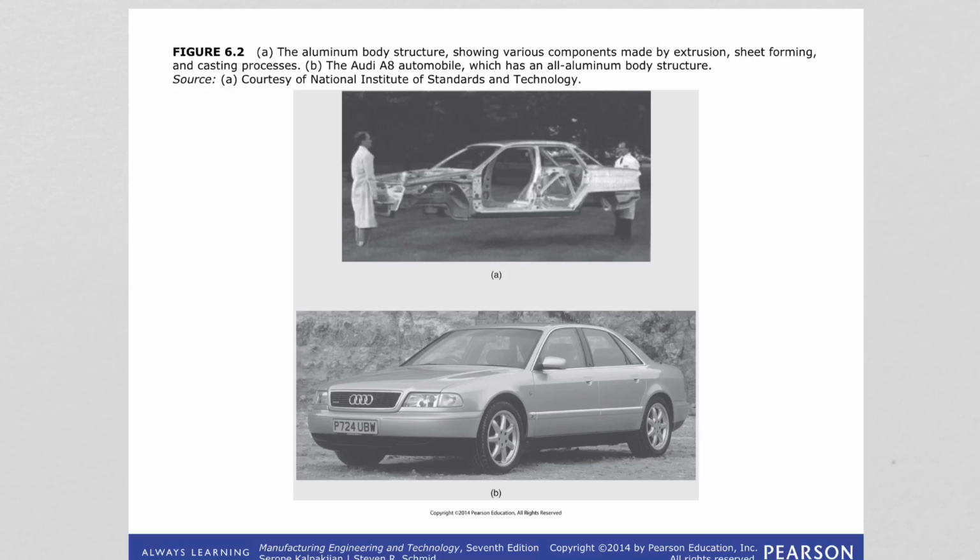Okay, this is just showing you where we use aluminum in car construction. There are various components of aluminum. They are made by extrusion, sheet forming, and casting. And you see it has an aluminum body structure. It's an automobile that has an aluminum body structure. And we are using aluminum alloys in transportation, cars, as well as, as I said, aircraft.